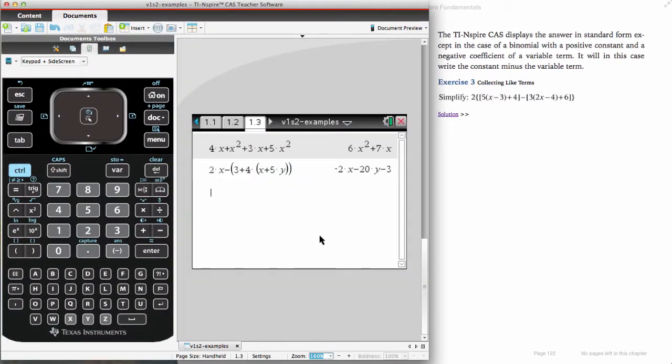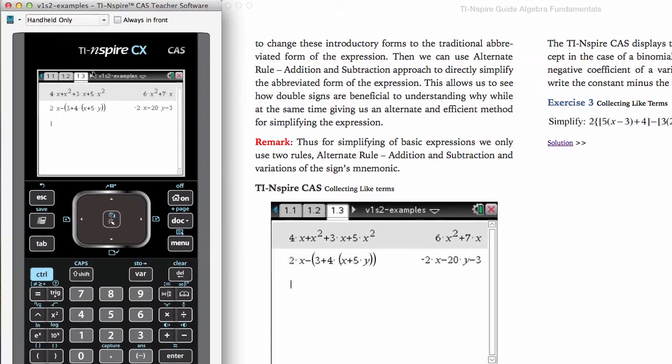Again, if you wanted to see it using the emulator of the calculator, we can see it worked out here. We're now going to flip our emulator so that we only see the handheld. And as you can see, in the display are the answers that we've seen off to the side.